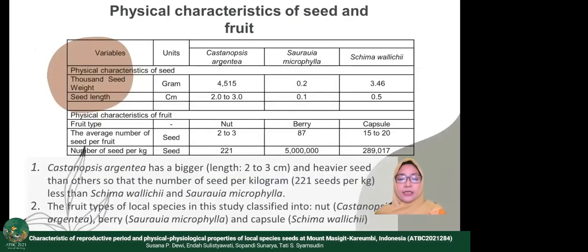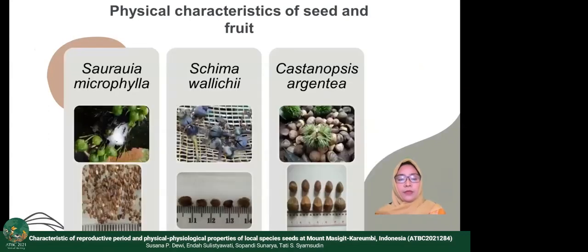Castanopsis argentea has bigger and heavier seeds than the others, so the number of seeds per kilogram is less than Sima wallichii and Saurauia microphylla. The fruit types of local species in this study were classified into nut for Castanopsis argentea, berry for Saurauia microphylla, and capsule for Sima wallichii. This is the documentation of the type of fruit and seed size.